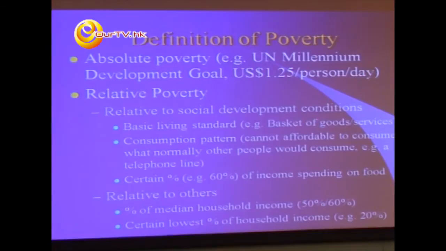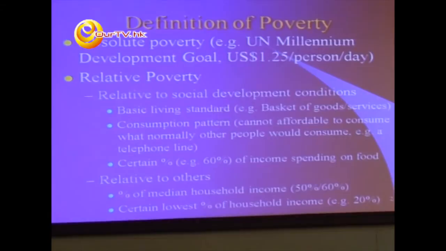I'm not going to go through the definitions of all those things. But the last part is really what we're probably talking about more in Hong Kong, which is how it's related to others, relative to others. It can be relative to social development conditions, but that is not what we are going to talk about more in the future, particularly in the context of the Commission on Poverty. So it's about relative to a reference which is used quite widely internationally, the median household income. So we'll be talking about a percentage of median household income as a basic reference for poverty.